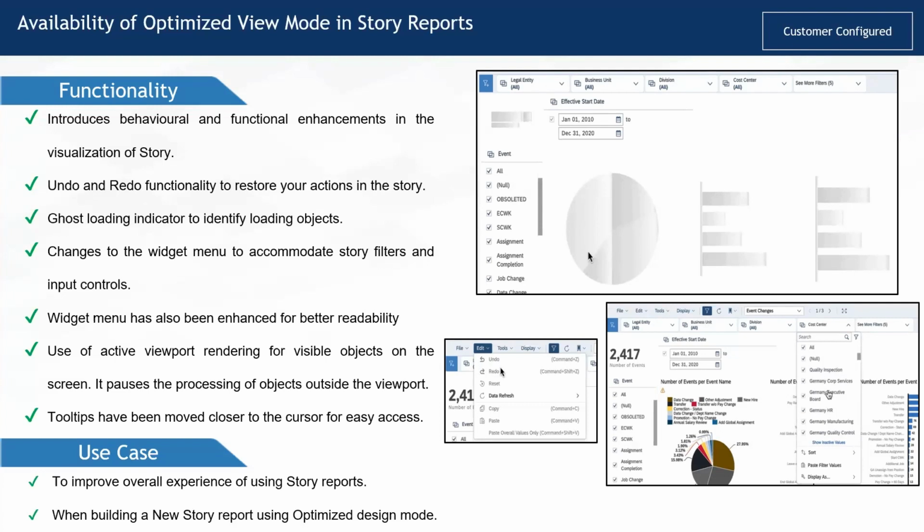Optimized view mode is used to improve overall experience of story reports. And when a new story report is built using the optimized design mode, the optimized view mode will be automatically enabled and there is no option to disable it.